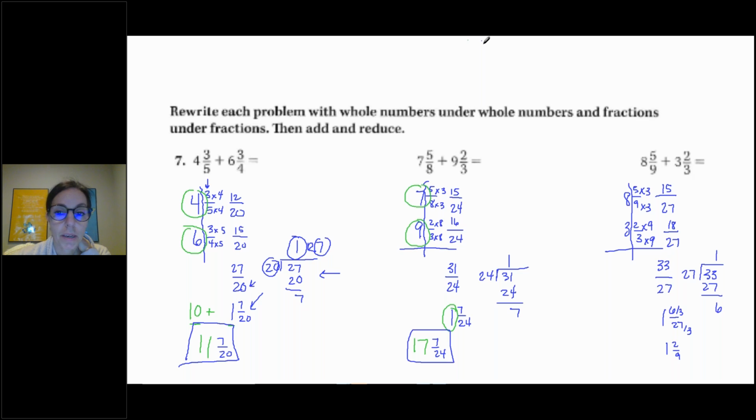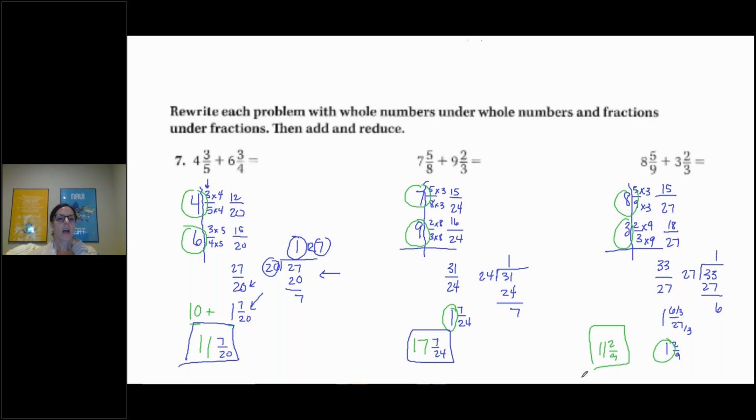Let me get my really pretty green, because I like it. Oops. Hold on, I got red. The red looks like you're doing something wrong. Okay. 8 plus 3 that you added in your head plus 1, you're right, is going to be 11 and 2 over 9. I'll just write it in the green.